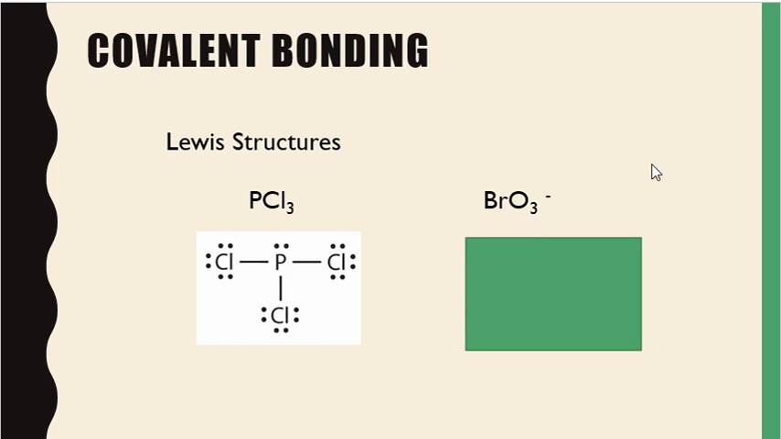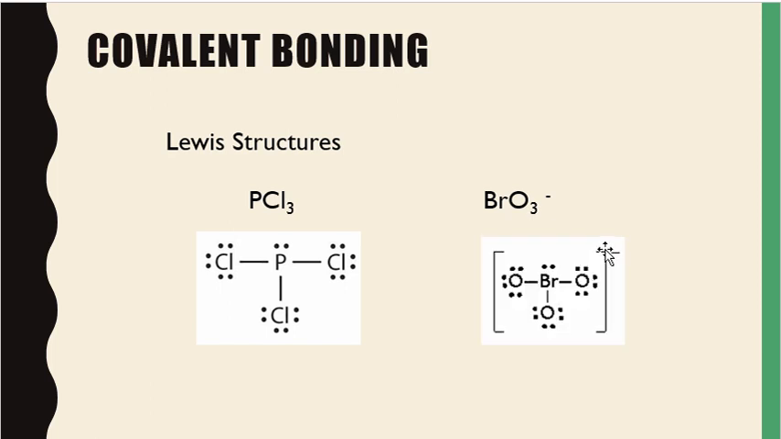BrO3 is the bromate ion. Bromine has 7 valence electrons. Oxygen has 6. There's 3 of them. Times 3 is 18. Plus 7 is 25. Plus this 1 electron, because it has a negative charge, so we have an extra electron, is 26. So you do the same process. Pause if you want to. Keep in mind that it is an ion, so we put the molecule, the Lewis structure, in brackets with the charge outside so that we recognize that it does have an extra electron compared to what it normally would if we just looked at the atoms.